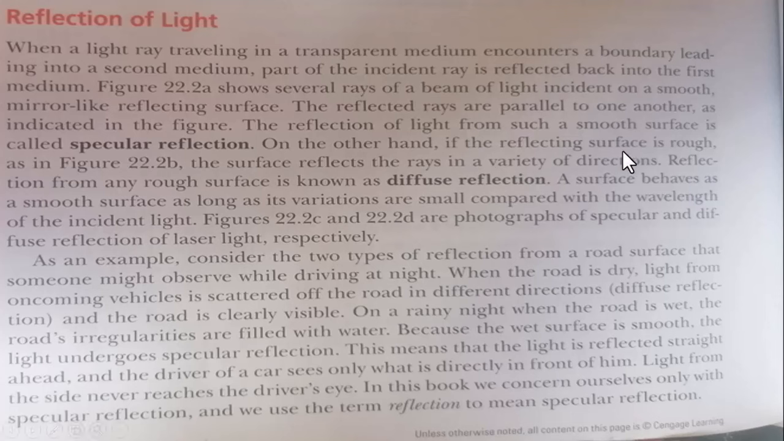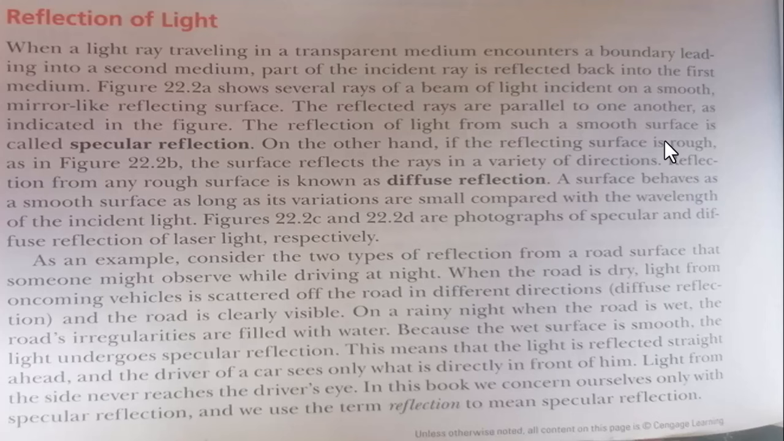Let me reread this for you. On the other hand, if the reflecting surface is rough, it is a medium that is able to reflect light, but it is just a rough surface. If the reflecting surface is rough, the surface reflects the rays in a variety of directions. Reflection from any rough surface is known as diffuse reflection. So light is diffused in that way.